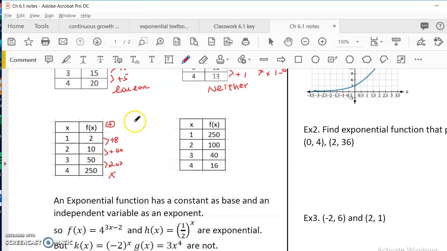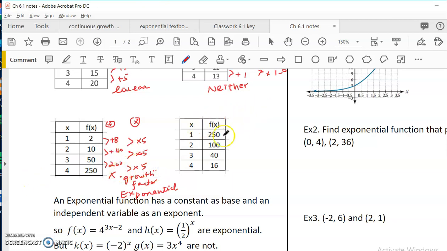So it's not linear. For multiplying, from 2, how do I get to 5? I multiply by 5. How do I know? Because 10 divided by 2 is 5. 50 divided by 10 is 5. 250 divided by 50 is 5. You can see that it has the same multiplicative factor. The growth factor is constant. We call it a factor because a factor is about multiplying. It's a constant, so it is exponential. We call it a growth factor because it's increasing.